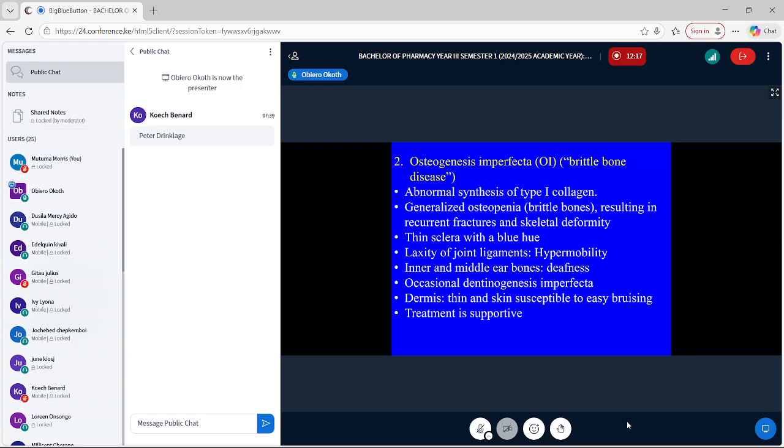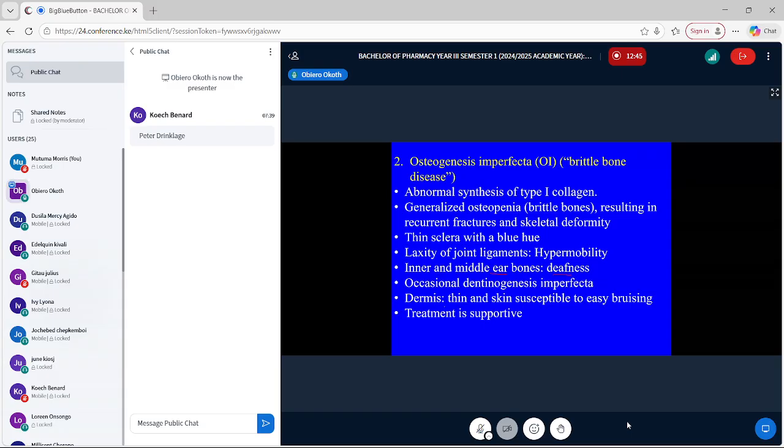You also see this in the inner and middle ear bones, because the middle and inner ear bones are very important in sound sensation. So this patient has deafness. It's the same with the enamel of the teeth. So again, even the dental formation is not very good. We end up with what's called dentinogenesis imperfecta.